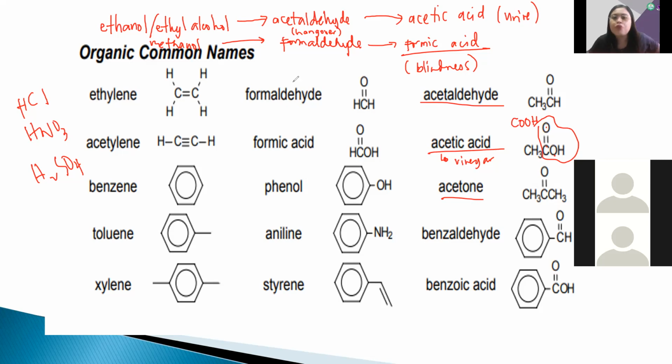Any questions so far about our examples of organic compounds? Questions or clarification? Example lang ito ha. By the way, ethanol and methanol are also organic compounds. They also contain carbon in their structure.